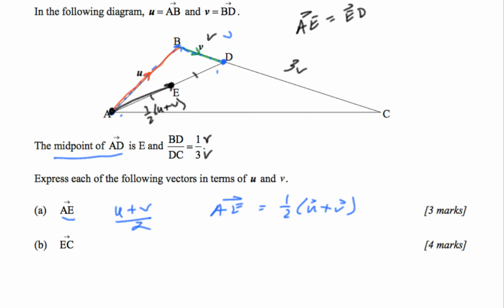Okay, let's get to the second one. They want EC. So remember what that means? You want to start at E and go all the way to C. So I'm going to start here. I want to go this way. And then I want to go this way, all the way to C.